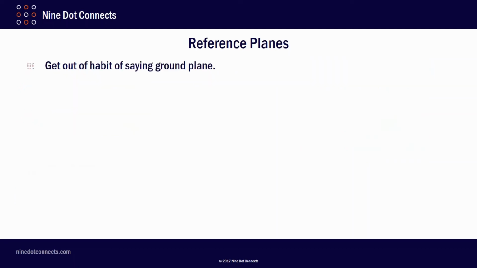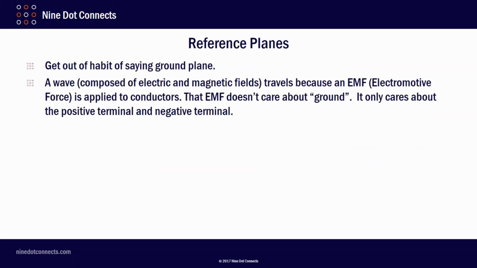Now let's talk about reference planes. You really need to get out of the habit of saying ground plane. A wave composed of electric and magnetic fields travels because of an EMF, that is an electromotive force, that is applied to conductors. EMF doesn't care about a ground, it only cares about the positive and negative terminal. For example, you could have a floating system, there really isn't a ground, but the EMF is applied to positive and negative terminals. A reference plane is considered any DC level.